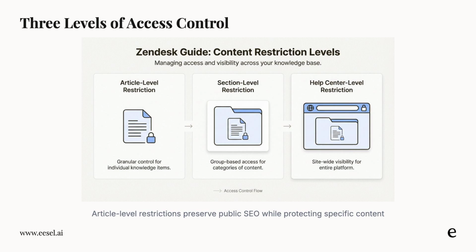Zendesk gives you 3 distinct levels of control. Article-level restrictions hide specific content while keeping your Help Center public and indexable by search engines. Help Center restrictions block all anonymous visitors, and segment-level restrictions on the Help Center itself limit access to a defined group only.